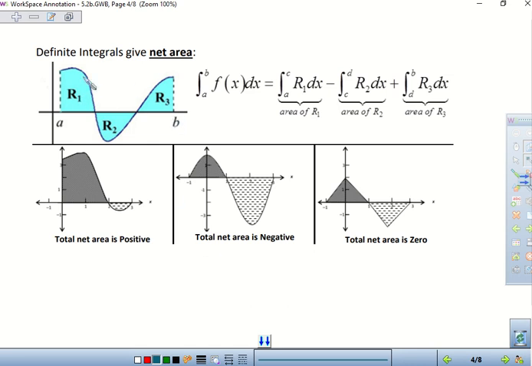So any area that exists above the x-axis is considered positive. Anything below the x-axis is considered negative. So this is what it looks like when a total net area is positive. The portion of the shading above the x-axis is greater than underneath. Total net area is going to be negative when the larger portion is below the x-axis. And its net is 0 when they are the same size above and below, balancing each other out. Does everybody see why that is? Okay.